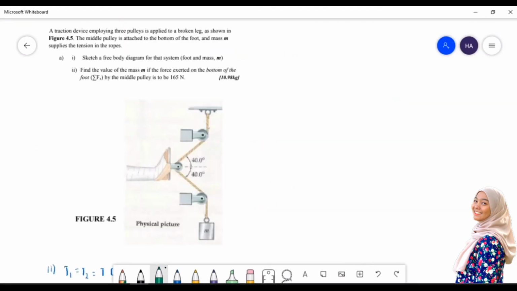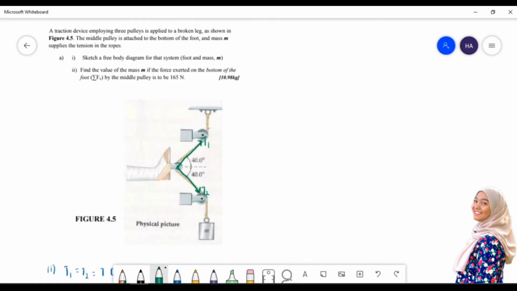For question number 4, a traction device employing 3 pulleys is applied to a broken leg as shown in figure 4.5. The middle pulley is attached to the bottom of the foot and mass M supplies the tension in the ropes. So number 1, it states there that sketch a free body diagram for that system. Foot and mass M. So as we can see here, dekat sini kita ada nampak dua tension tau. This is first tension, this is T1, and this is the second tension, T2.